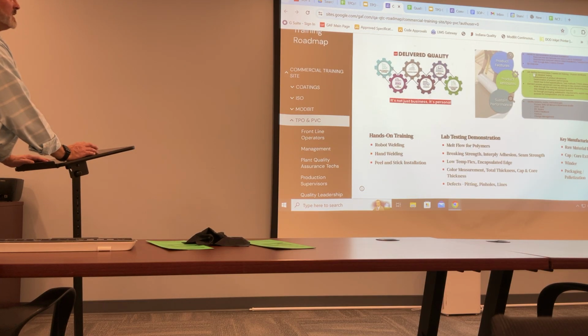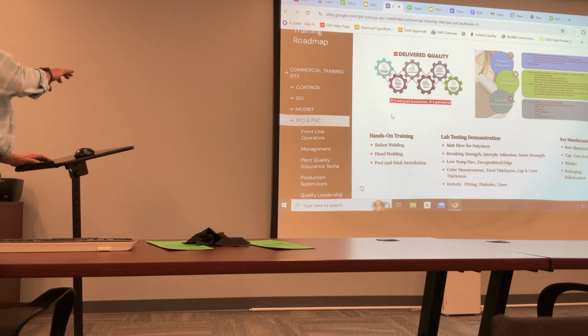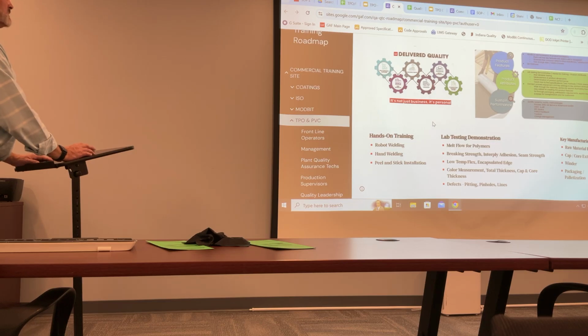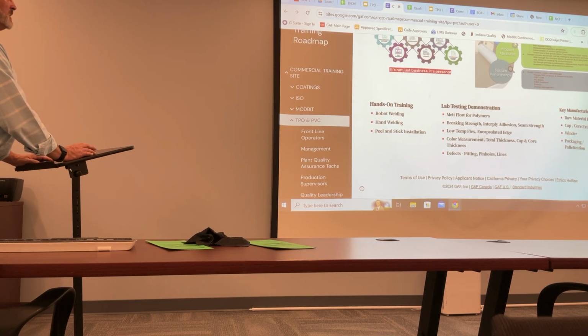But it comes down through, you guys have seen that little slide many times. I don't know how much you guys have been exposed to the gears of quality and delivered quality. That's been a big push this year. So each of these gears represent a different function that makes it work to get the product to the end user. And then there's some of the stuff we do.